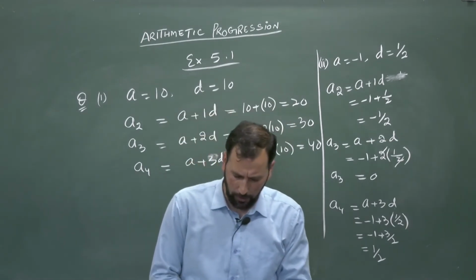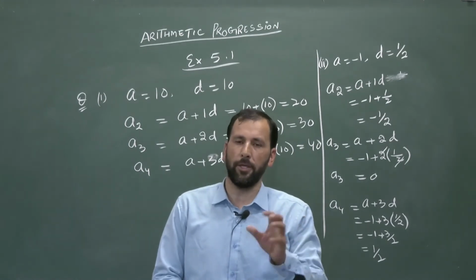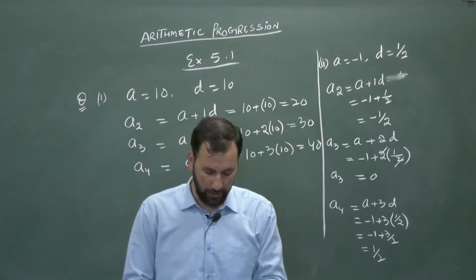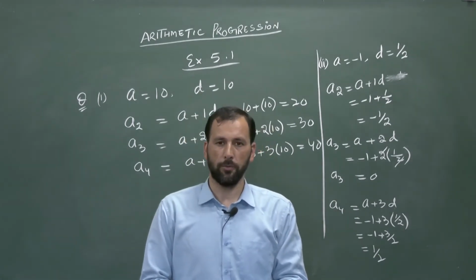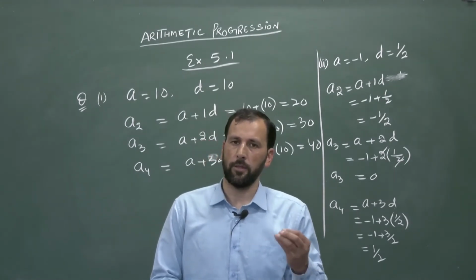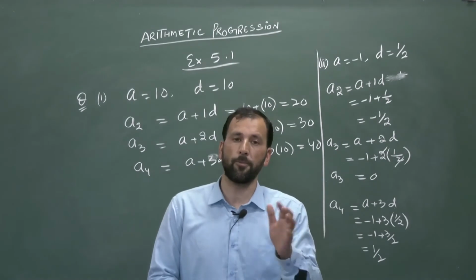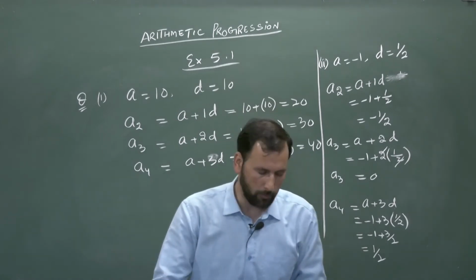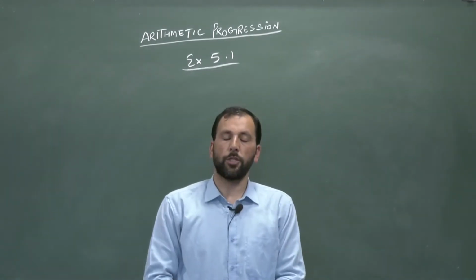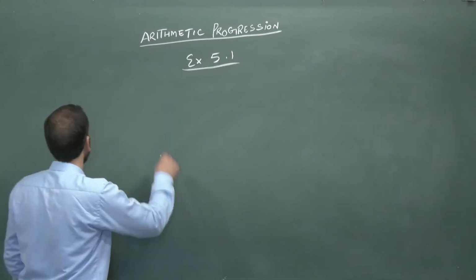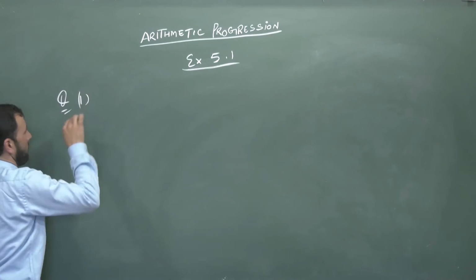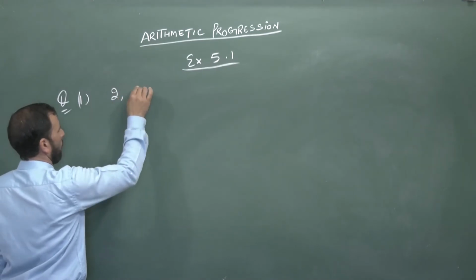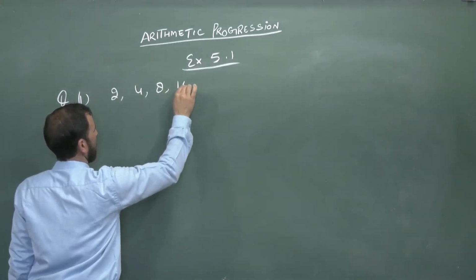Now the next question is: which of the following are APs, and if they form an AP, find the common difference and write 3 more terms. First of all, we have to check whether the given list of numbers forms an AP. If they form an AP, then we can find their common difference and the next 3 more terms. So the question is, which of the following are APs? The first part is 2, 4, 8, 16, and so on.